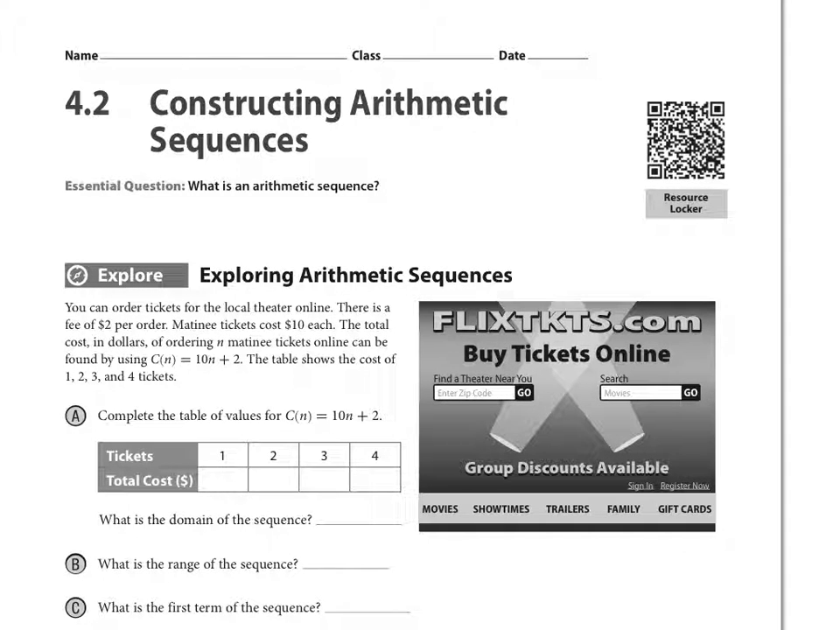Okay, arithmetic sequences. So in lesson 4.1, we learned about different types of sequences. And all an arithmetic sequence means is, think about the word arithmetic. Basic arithmetic is adding and subtracting. So when it's an arithmetic sequence, you are always adding or subtracting the same amount every time.